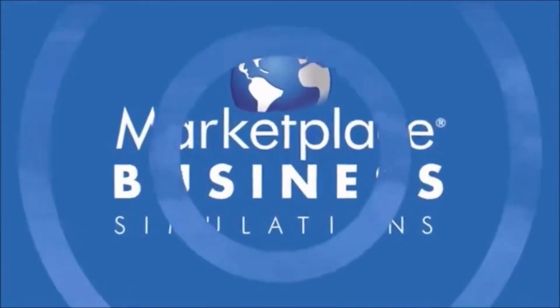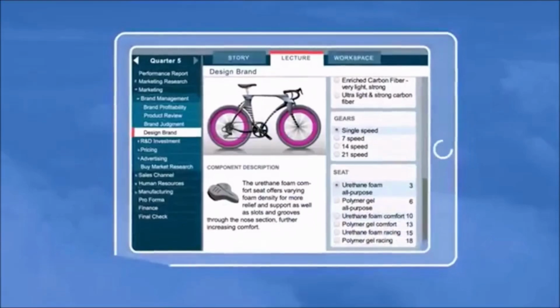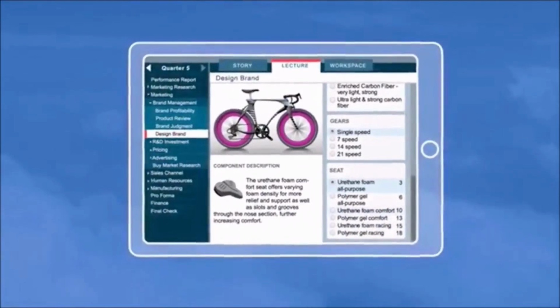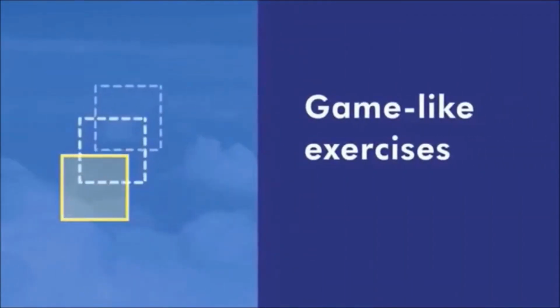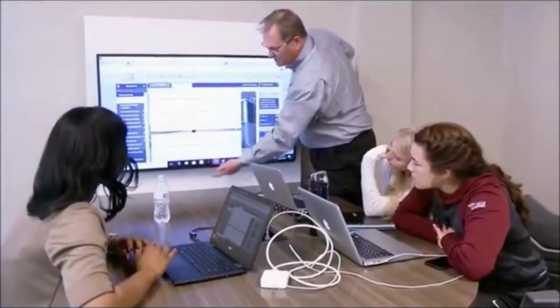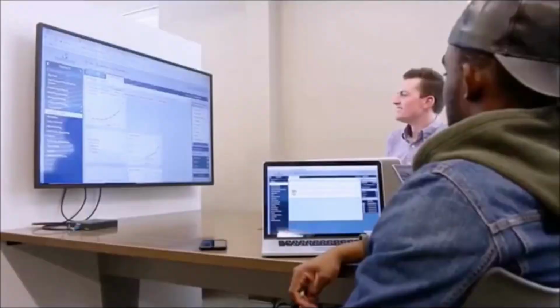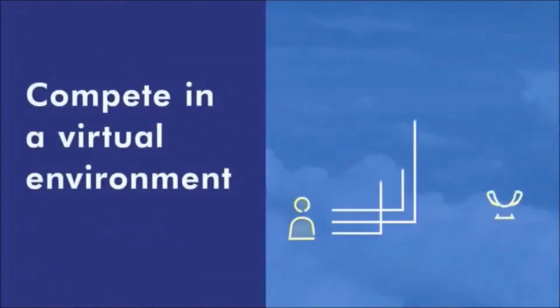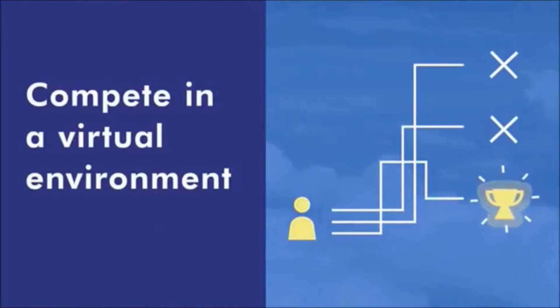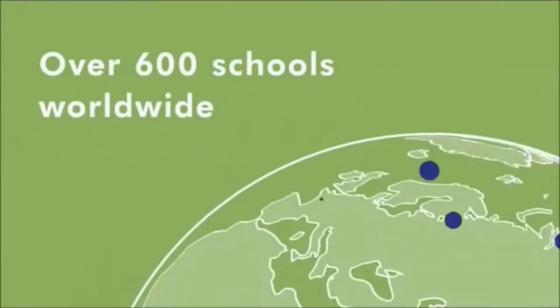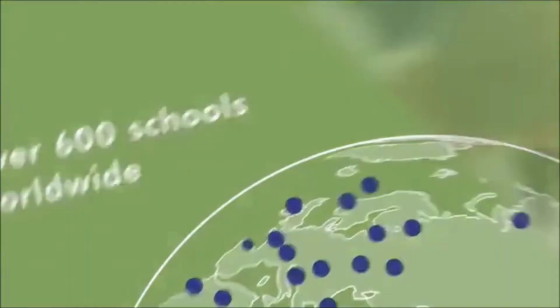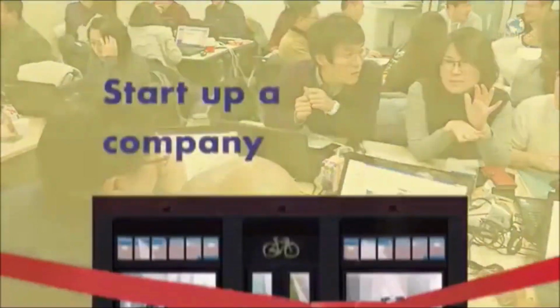Welcome to Marketplace Simulations. We provide business simulations for undergraduate and graduate college courses. Simulations are digital game-like exercises that give your students the opportunity to learn by doing. Concepts come to life when students make business decisions for themselves and compete against each other in the safety of a virtual environment. Marketplace has been a leader in higher education simulation learning for more than 30 years, currently used in over 600 schools worldwide.